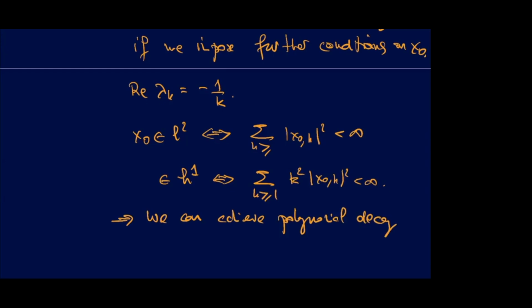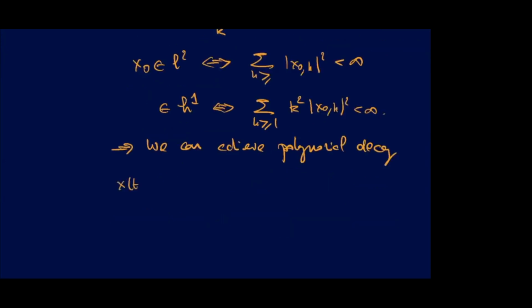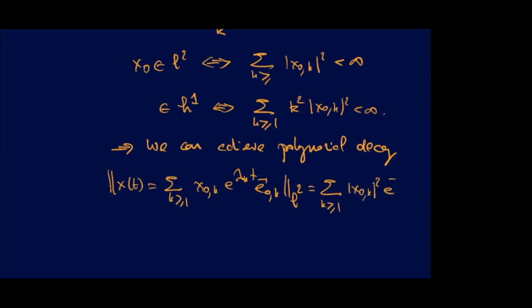Why is that? Well, take your solution, which is just the sum of x0k exponential lambda k t E0k, right? Take the norm in L2 squared. And then, because the real part of these eigenvalues is -1/k, and the imaginary part, of course, doesn't count in terms of the modulus, it is really the same. This is an orthonormal basis. The norms of all these eigenvectors is 1, right? And I get this.